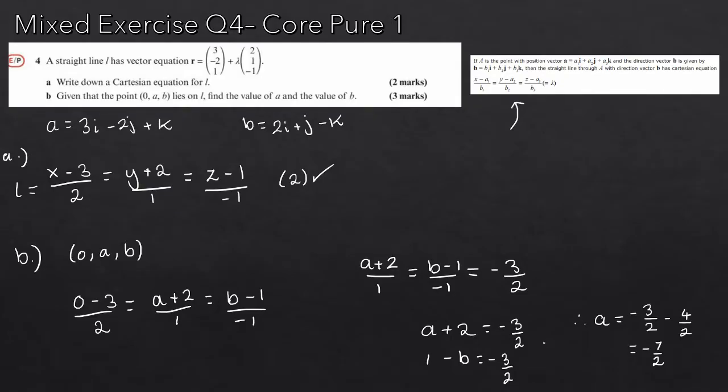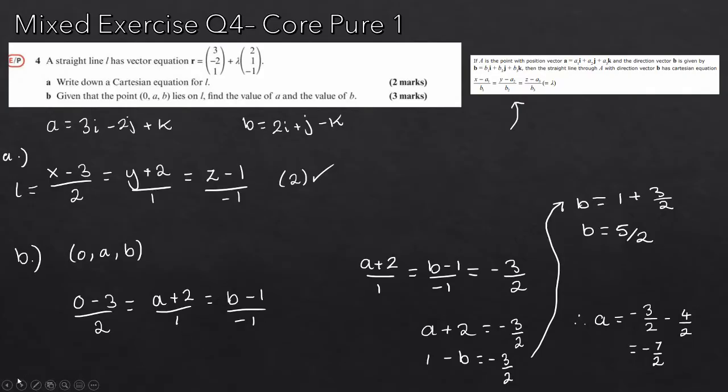And do the same here for B. So if I do it up here for B, well, that'd be the same as taking the B across here and then adding 3 over 2 to both sides. So B would be equal to 1 plus 3 over 2. And this one here would be 2 over 2. So that'd give me 5 over 2. And there we have it. So that's both A and B, where A is equal to minus 7 over 2 and then B is equal to 5 over 2. And that's all 5 marks for that question.